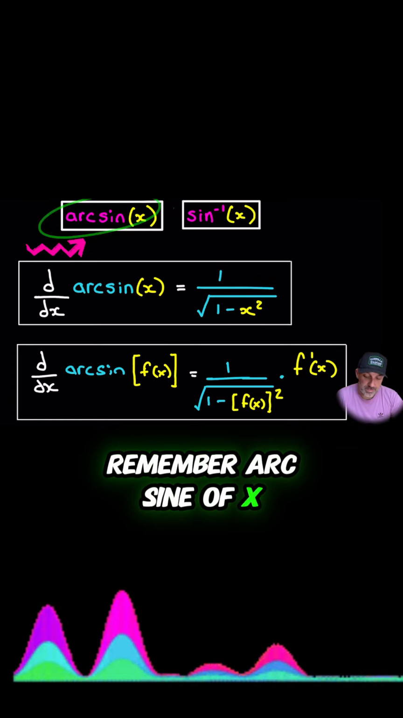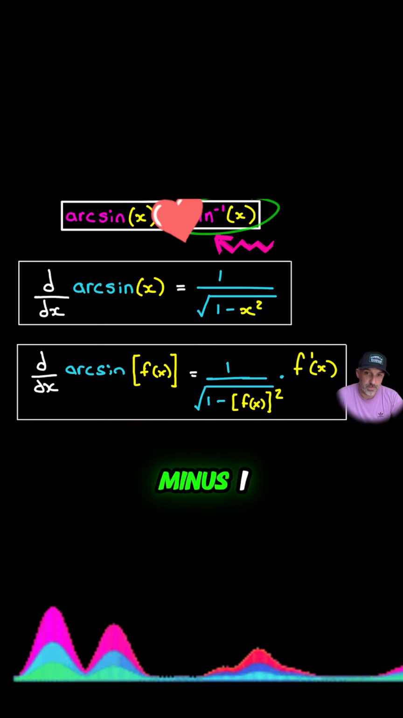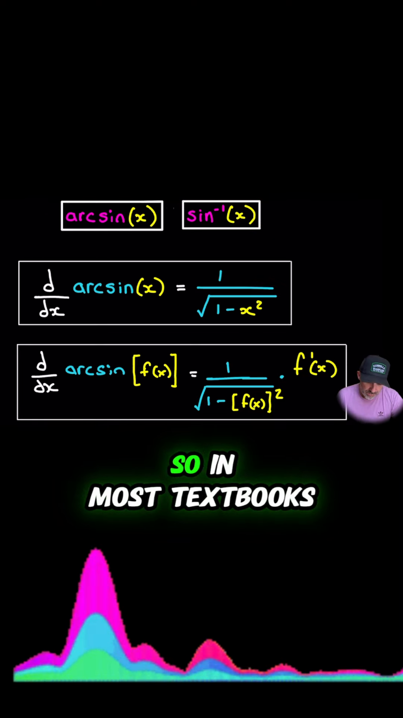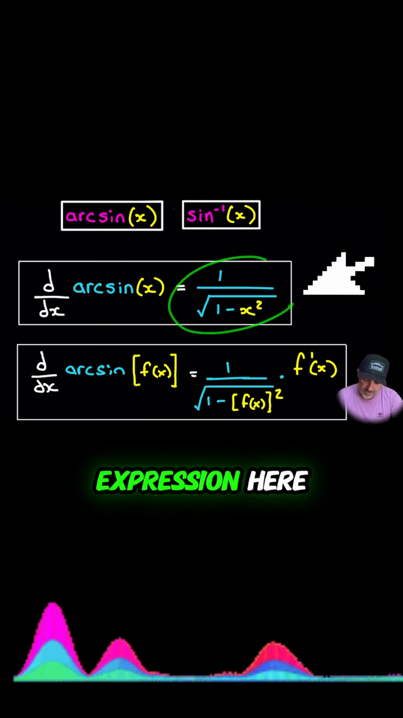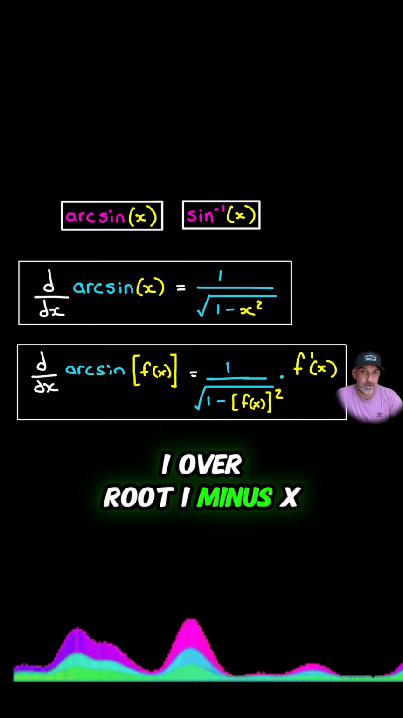Remember, arcsin of x is the inverse of sine, and so is sine to the minus 1. They're exactly the same meaning. So in most textbooks, they'll tell you that the derivative of arcsin of x is just this expression here, 1 over root 1 minus x squared.